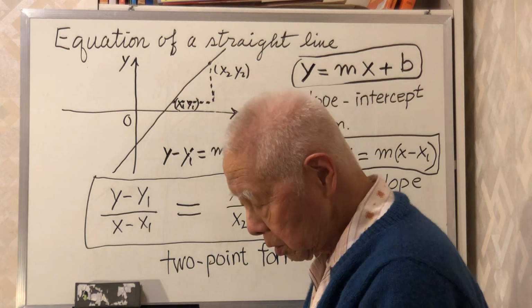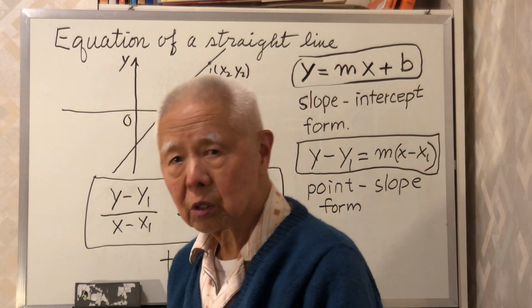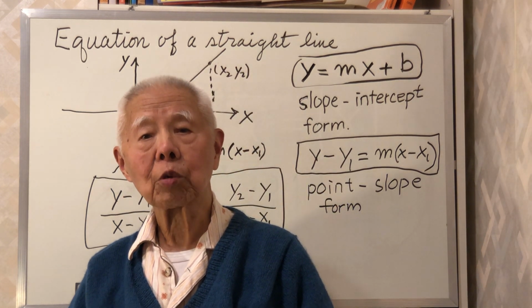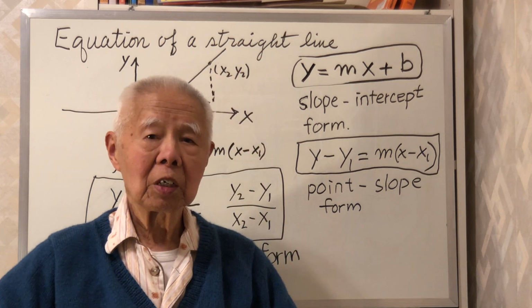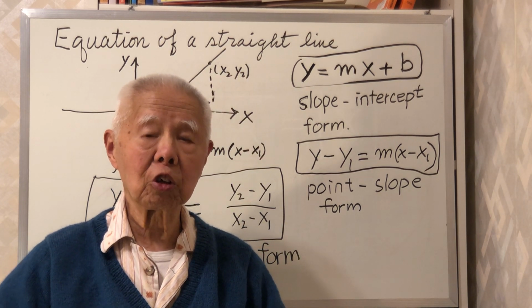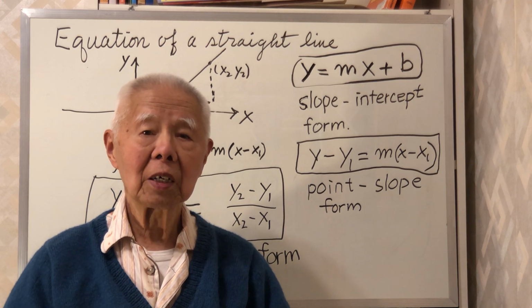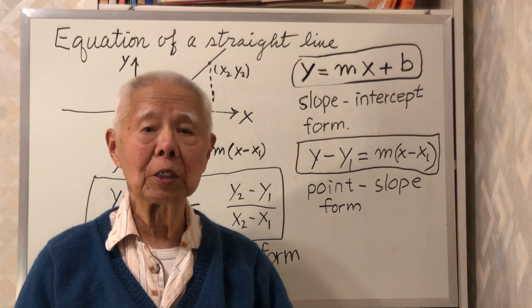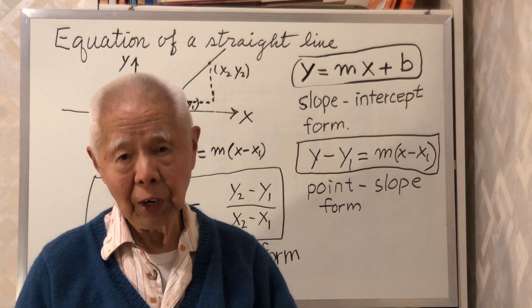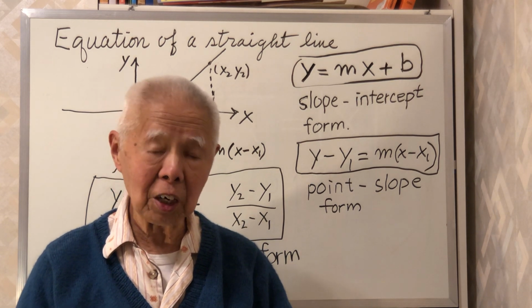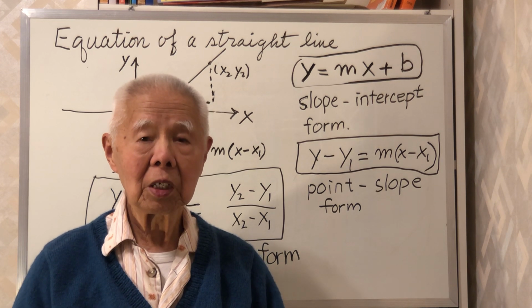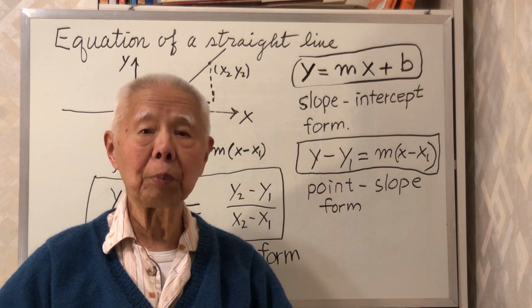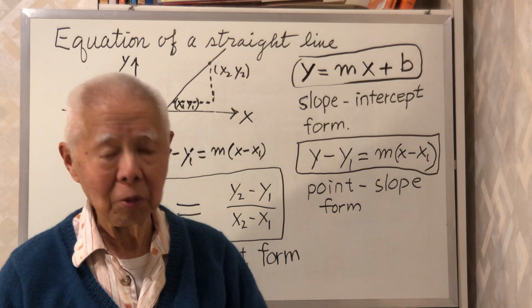So I have 3 forms for the equation of a straight line, depending on what is given. If I am given slope and y-intercept, I use slope-intercept form. If I am given 1 point and a slope, then I use point-slope form. And finally, if I am given 2 points, I use 2-point form.